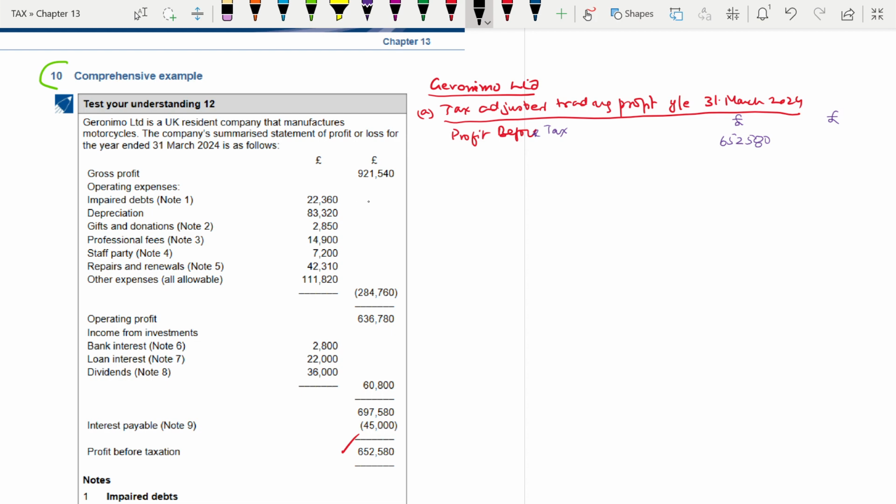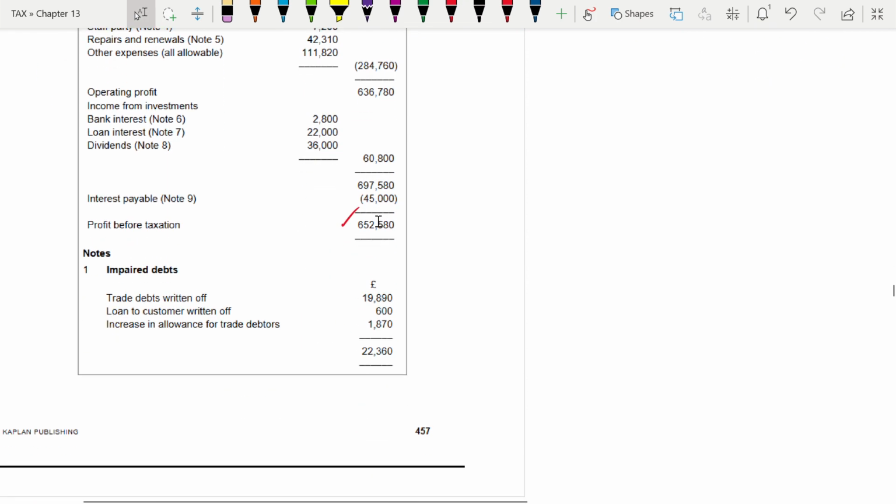Loan, see what they say, see the point, okay? Loan to customers. Is it a loan to customers? Okay, loan to customers. Is it a non-trade purpose? Non-trade purpose. Okay, non-trade, not allowed. It is not a trading purpose.